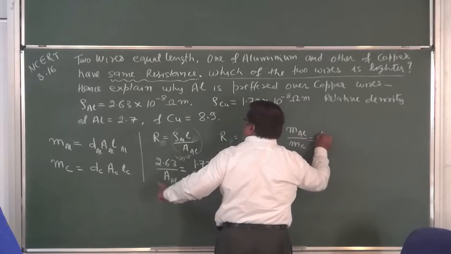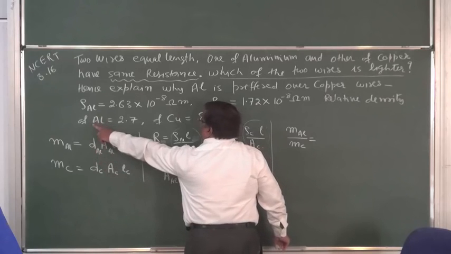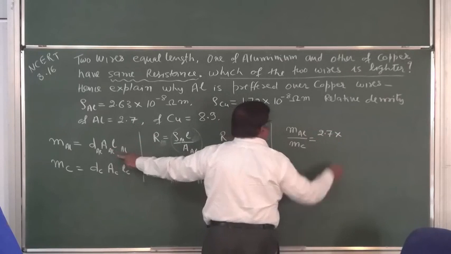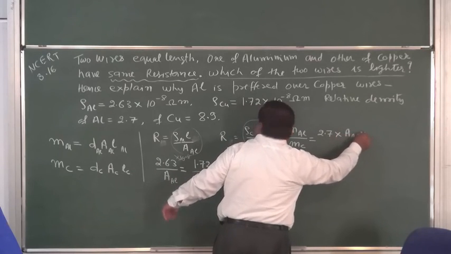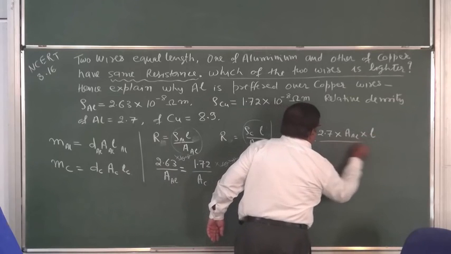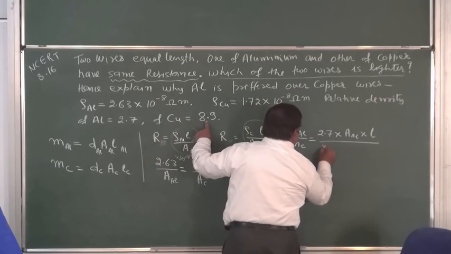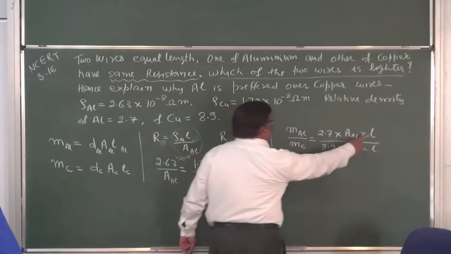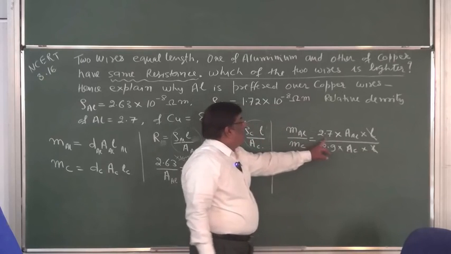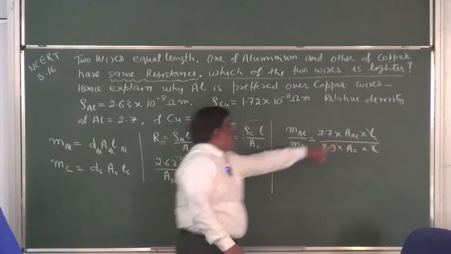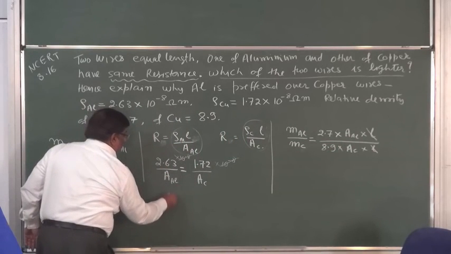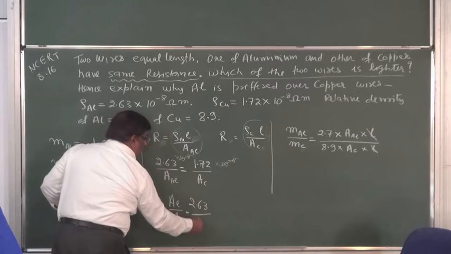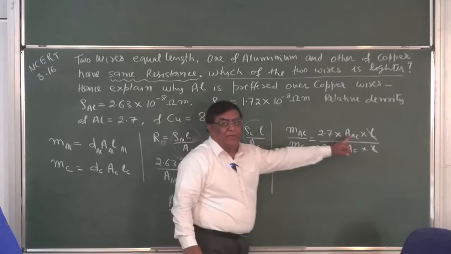Mass is equal to density of aluminium. How much is the density of aluminium? 2.7, into area of aluminium, we don't know area of aluminium, into length of aluminium L, divided by density of copper. Density of copper 8.9 into area of copper into length of copper, which is equal to length of aluminium. Since these two lengths are equal, they cancel. And what we get? 2.7 AL upon AC. ये देखिए, AL upon AC is equal to 2.63 upon 1.72. ये AL upon AC की वैल्यू हम यहाँ रख देंगे.